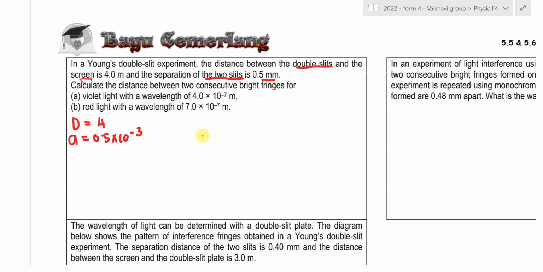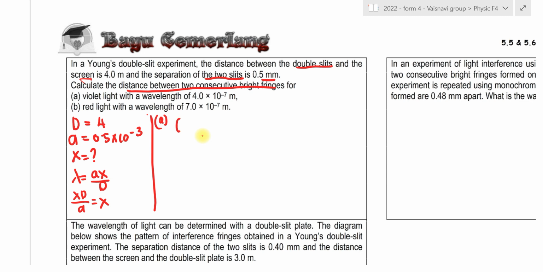Now, they give D and they give A. For question A, they ask, if violet light with this wavelength, what is the distance between two consecutive bright fringe? What is X? Lambda is given according to the question. So we know that lambda equals AX over D. Now we want to find X. So lambda D over A equals X. Okay, we derive the formula already. Now, we answer the question.